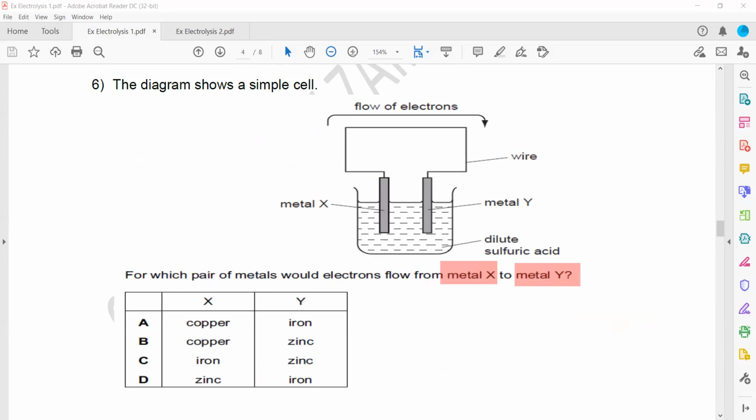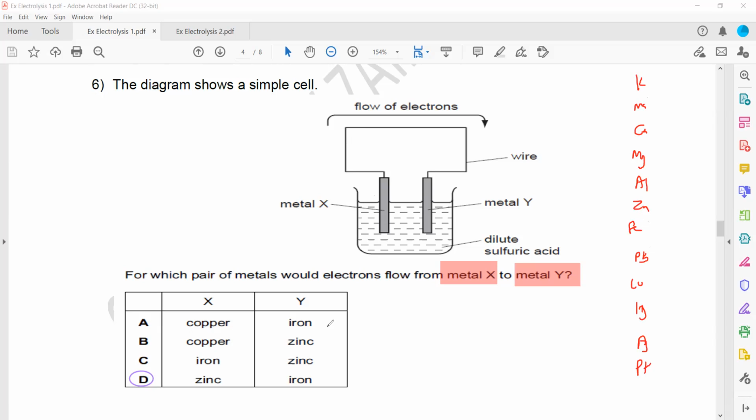And we have the reactivity series, which is potassium, sodium, calcium, magnesium, aluminium, zinc, iron, lead, copper, mercury, silver, gold, platinum. So metal X should be more reactive.